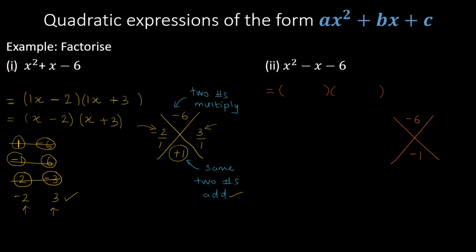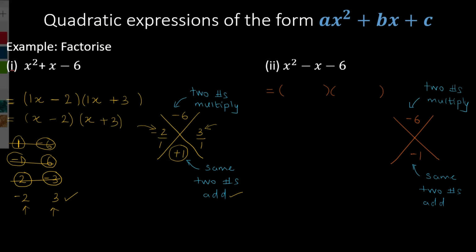Now we must think of two numbers which when we multiply give negative 6, and the same two numbers which when we add give negative 1. What are these numbers? Let us write down all the possibilities. We consider multiplication first.